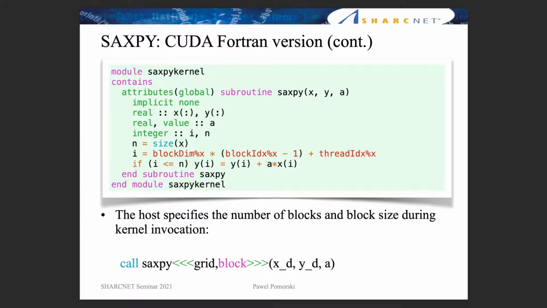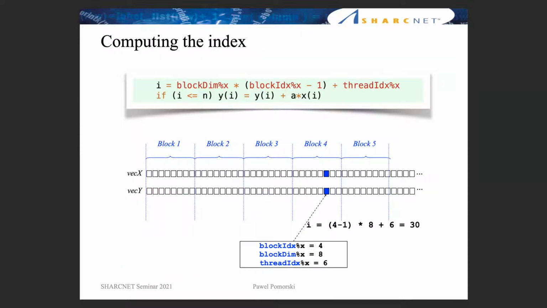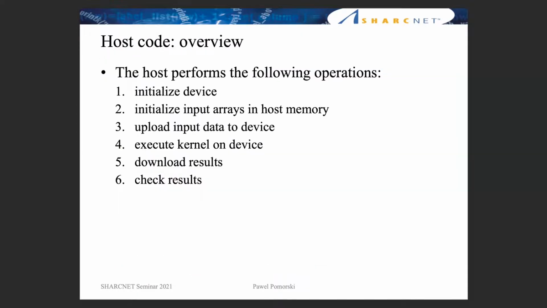So a block can be at most 1024 threads in a single block. So this is just the kernel subroutine, the subroutine which runs the operation itself. And of course, we need the full code, the host code, which launches this subroutine. So let me now discuss what this host code looks like.